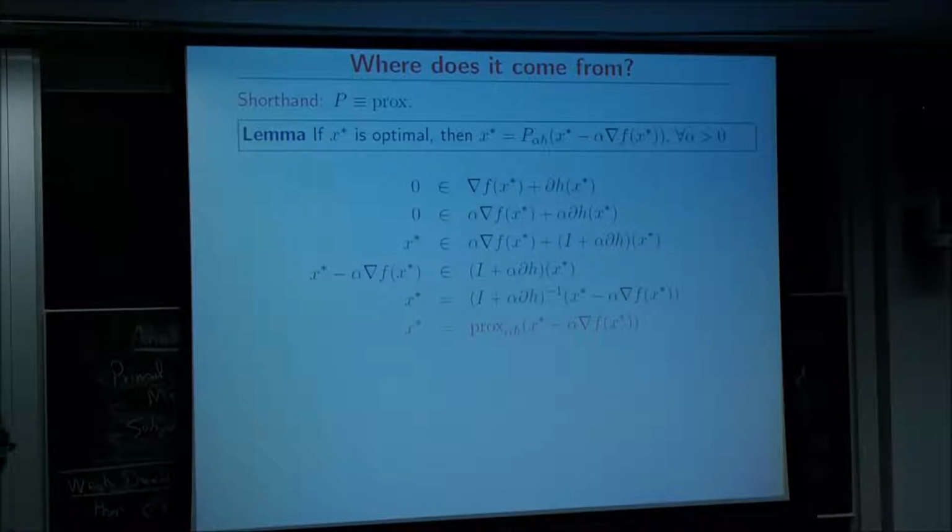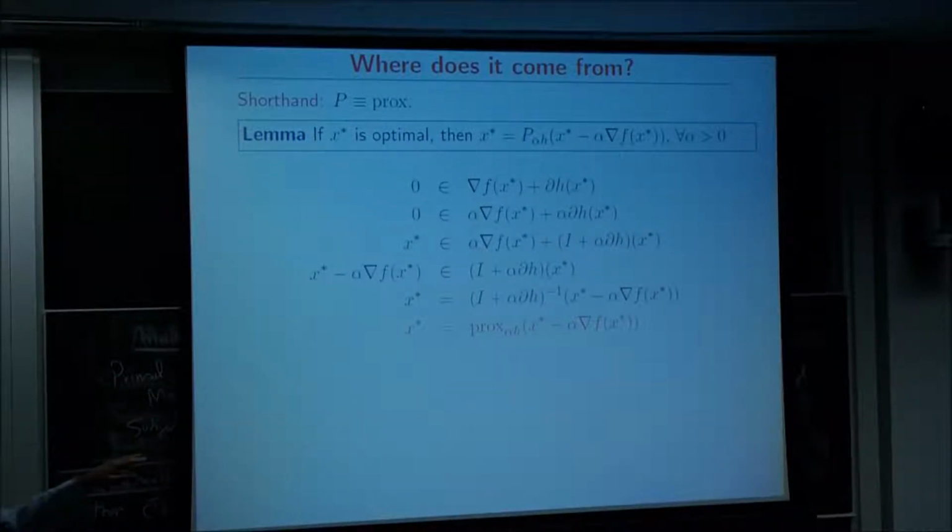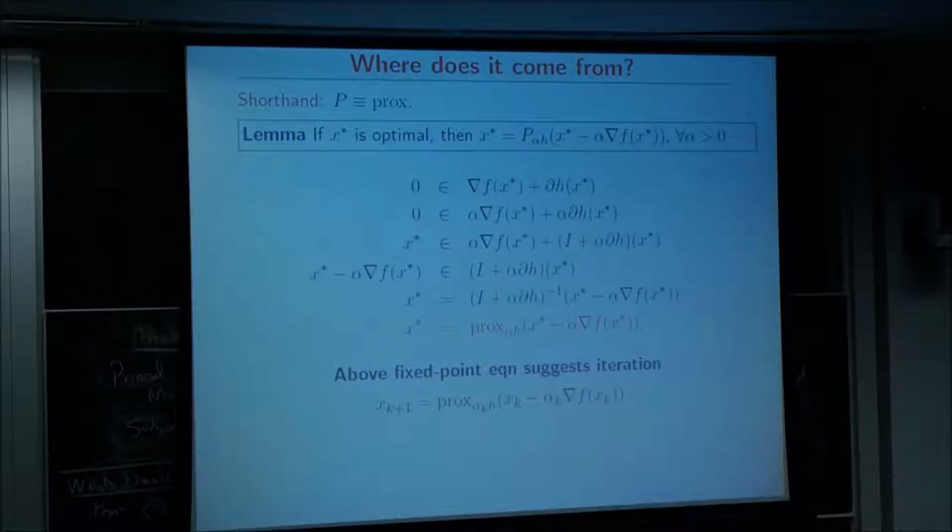And many times when you see such an equation, you might think, well, this equation is satisfied at optimality for all positive alpha. Can I just now iterate? Can I pull an iteration out of that? And that suggests the following iteration, which is known as the proximal gradient method or forward backward splitting method. So that's one way to arrive at it. And we'll see this type of symbolic manipulation as a way to arrive at several such iterations.